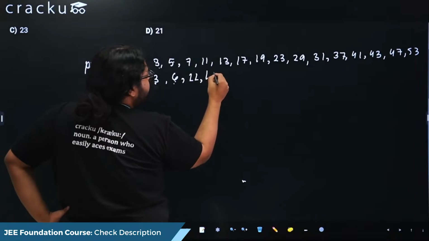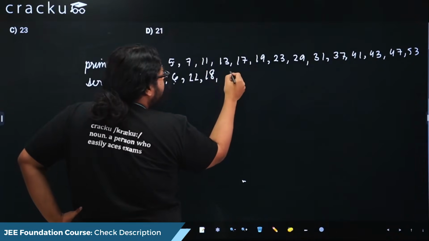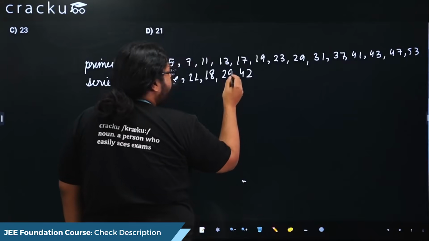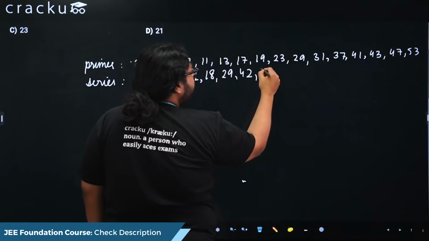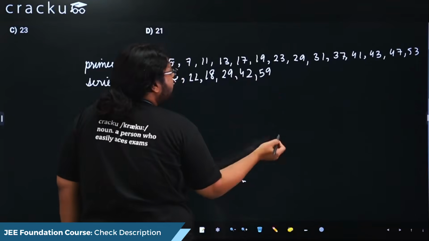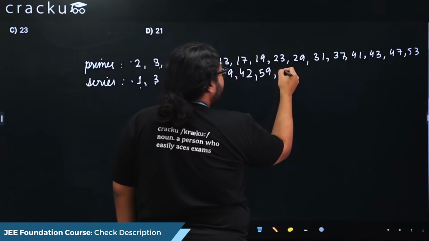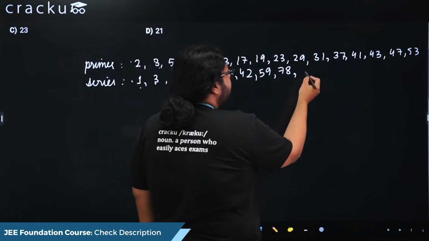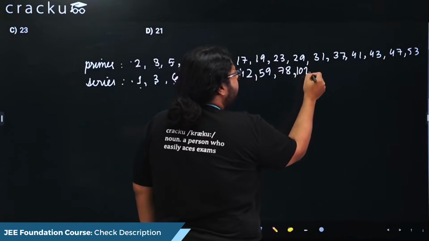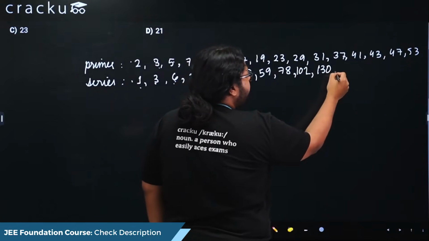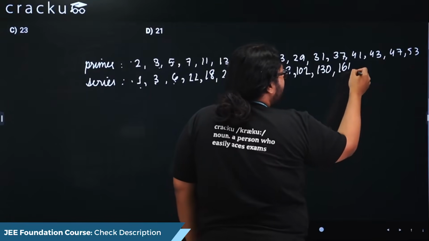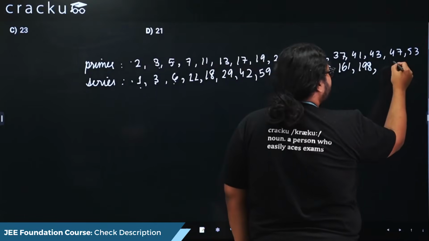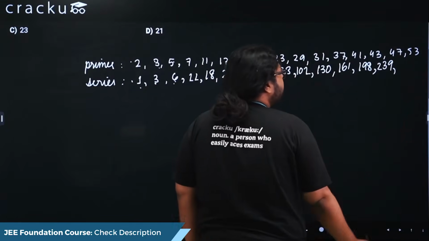11 plus 7 gives me 18. 18 plus 11 gives me 29. 29 plus 13 gives me 42. 42 plus 17 gives me 59. 59 plus 19 gives me 78. 78 plus 23 gives me 101. 101 plus 29 gives me 130. 130 plus 31 is 161. 161 plus 37 is 198. 198 plus 41 is 239.